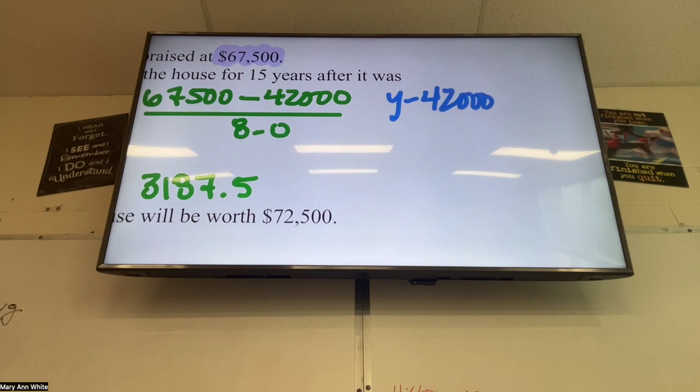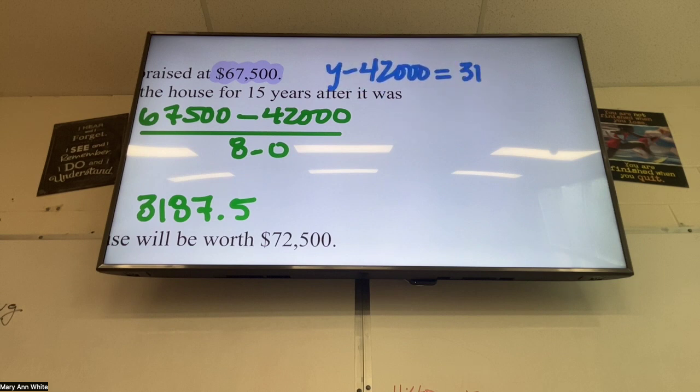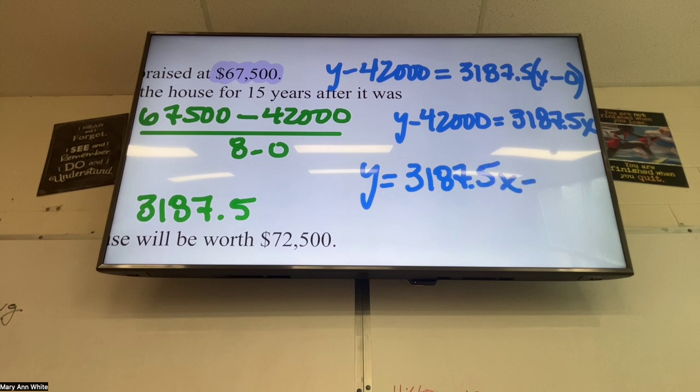Y minus 42,000 equals 3,187.5 times x minus 0. Now, when I do times x minus 0, that gets rid of that number. So I just get y minus 42,000 equals 3,187.5x. And then I simply move that 42,000 over to the other side. So y equals 3,187.5x plus 42,000.